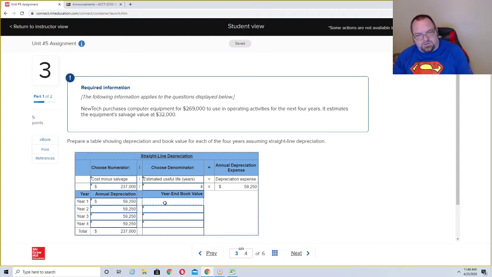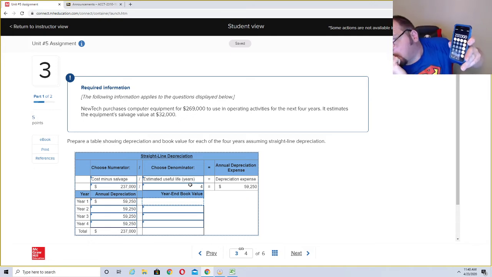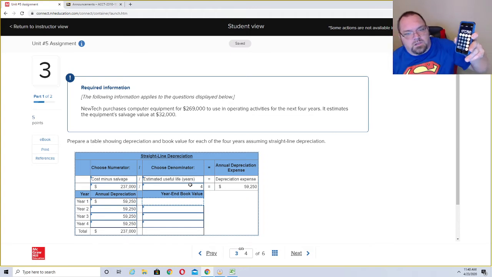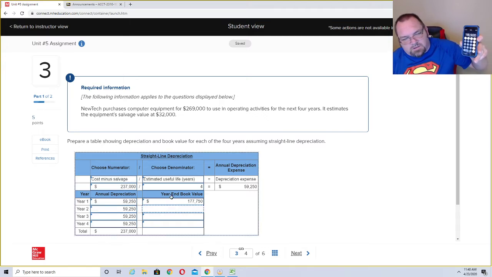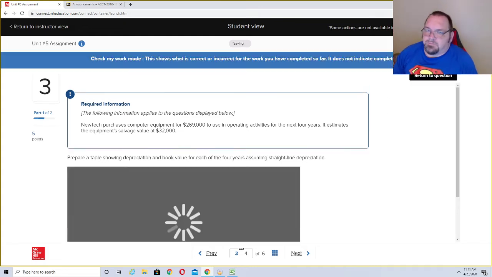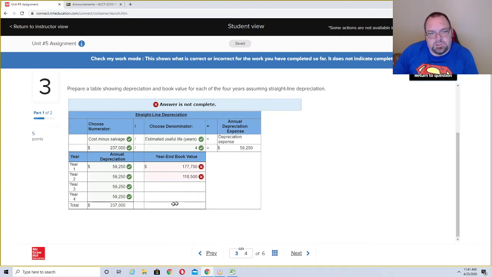So there's my depreciable base, which is cost minus salvage. And to figure out the book value after year one, I'll take that 237 and I'm going to subtract from it year one's depreciation of 59,250, okay? So my end of year one book value is 177,750. At the end of year two, I'll subtract another 59,250. Okay, so at the end of year two, my book value is 118,500. Okay, and so you can finish the last two. Uh-oh. What did I do wrong?